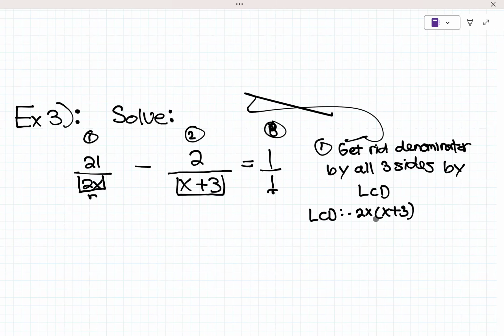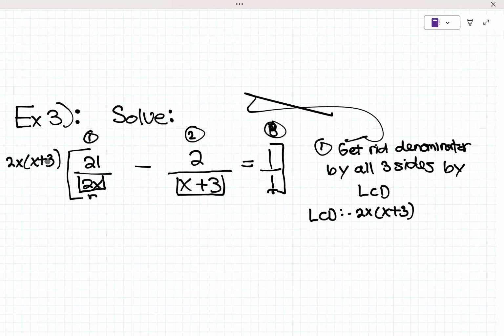So this is my LCD. Do not FOIL it out. Leave it as it is. Now, if you need a little bit more help on LCD, there is a video on Supplementary about how to find LCDs. So that's basically my LCD, 2x parentheses x plus 3. I'm going to do all three sides. I'm going to multiply everything by 2x times x plus 3.